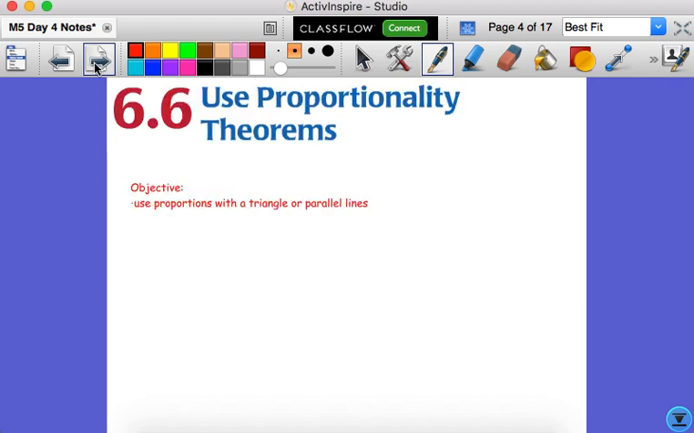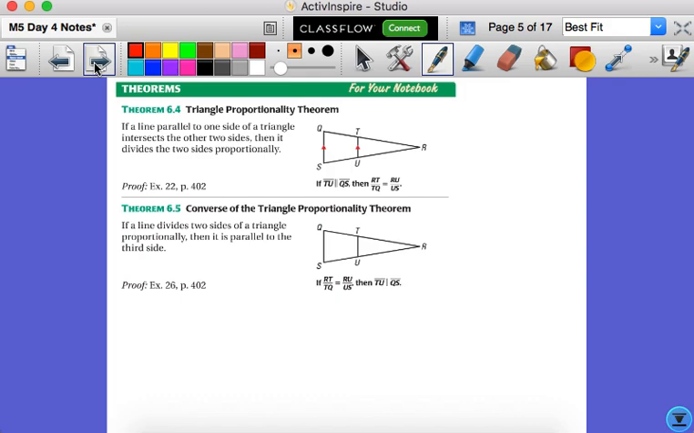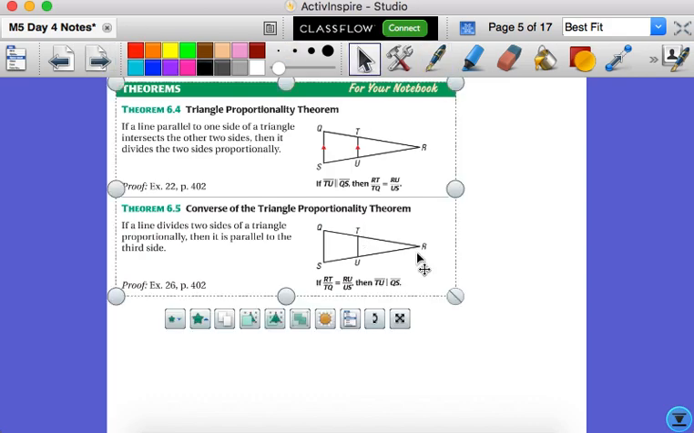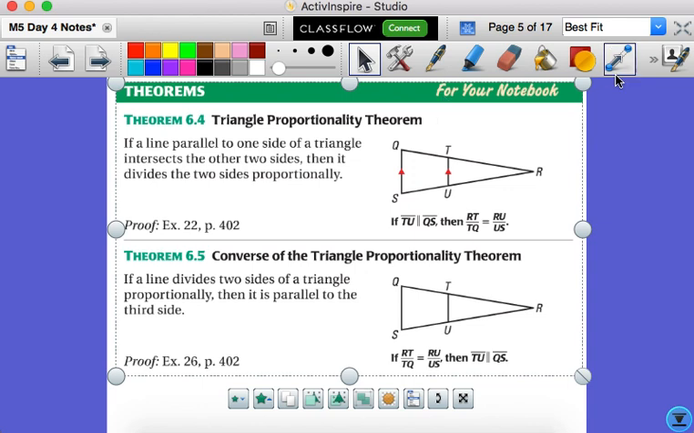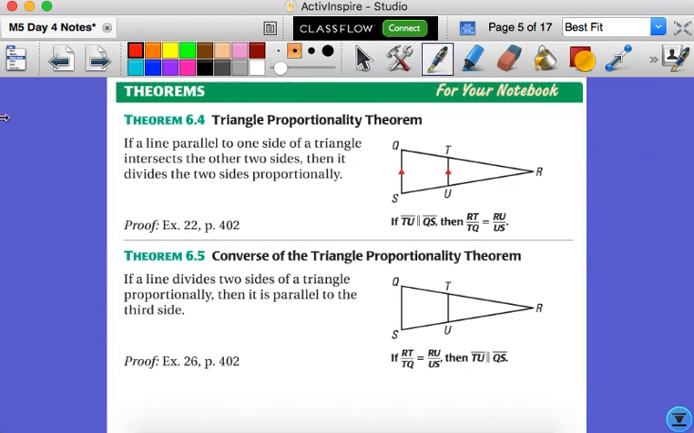From here, we're going to skip ahead just a little bit to look at some of these proportionality theorems. That's our focus for today. So, I'm going to make this a little bit larger for us. The triangle proportionality theorem says if a line is parallel to one side of a triangle and intersects with the other two sides, then it will divide the sides proportionally.